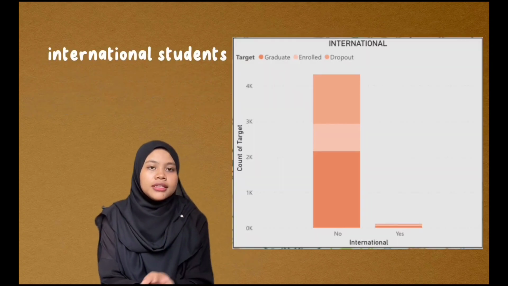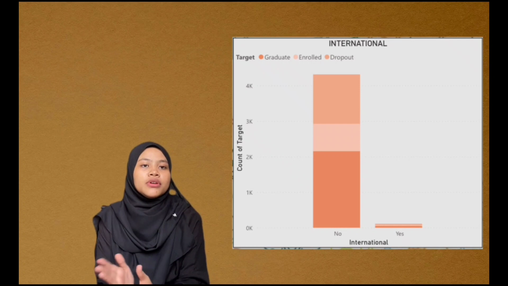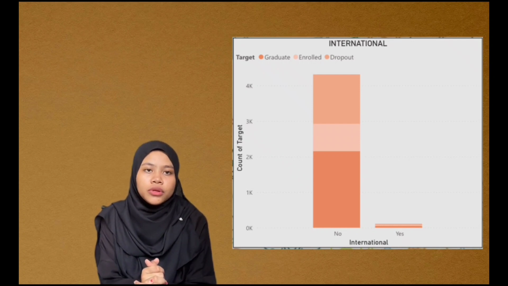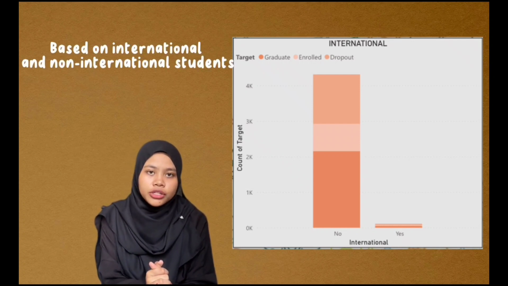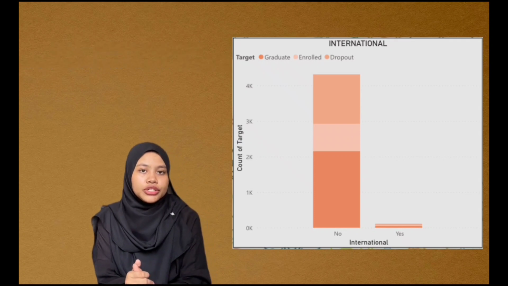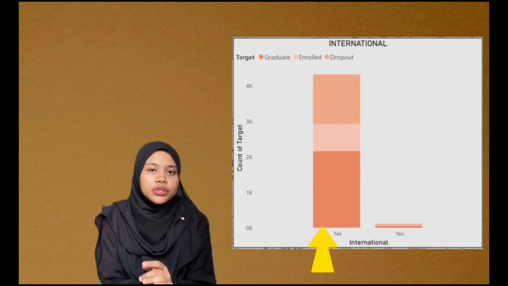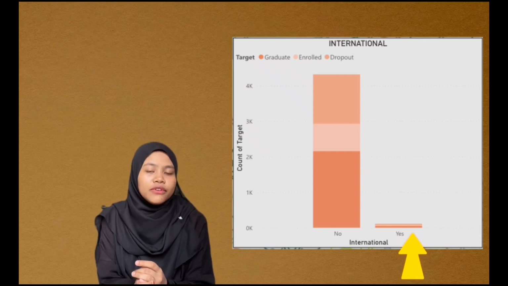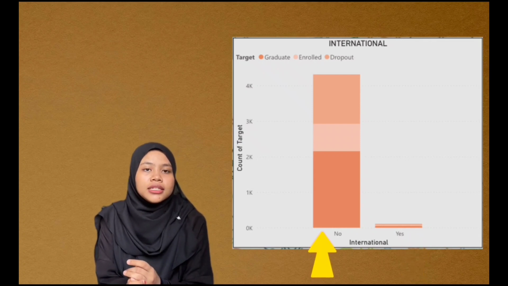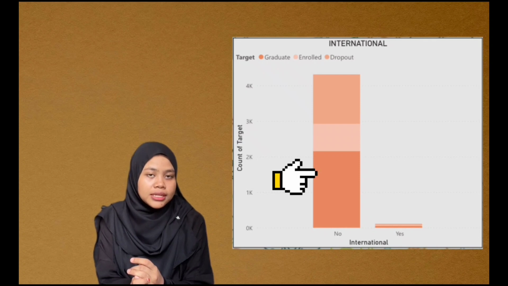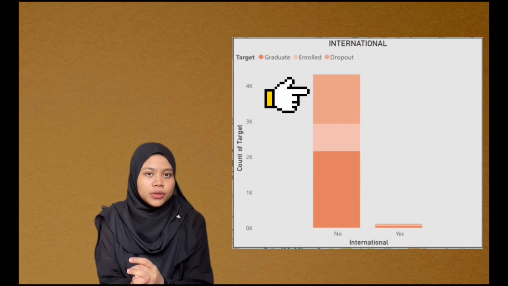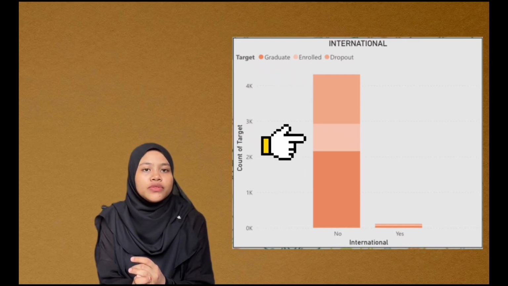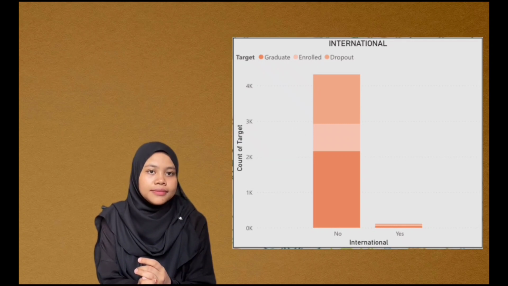And the last factor is international student. The stacked bar chart has shown the number of graduate, dropout and enroll based on international and non-international students. In this data collection, the data from non-international students is the highest compared to international students. For non-international students, the largest number of students are at graduate status, while the second highest are dropout students, and the lowest total number of students is the enroll status.